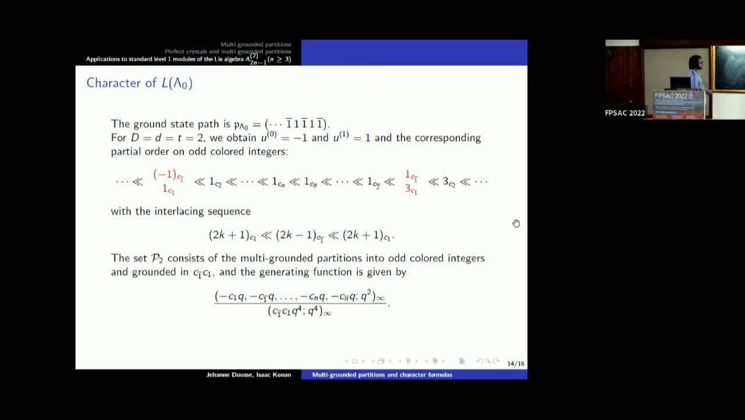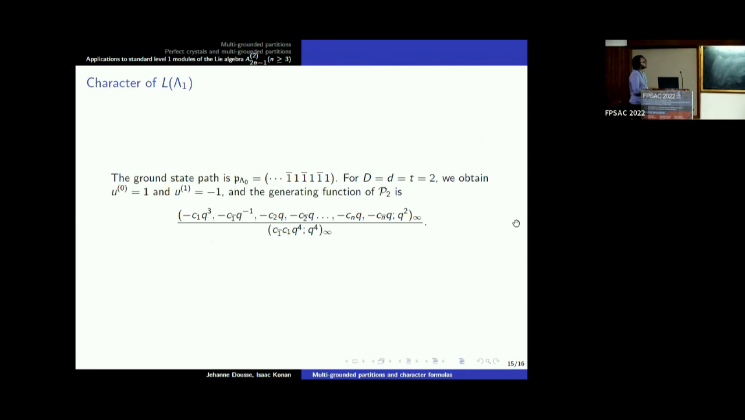And by doing this, when you try to compute the multi-ground partition, the generating function of this multi-ground partition, you obtain this infinite product. And by applying the formula, you retrieve the theorem that we have at the beginning of this session. And we do the same thing for Lambda 1, which gives something slightly different.